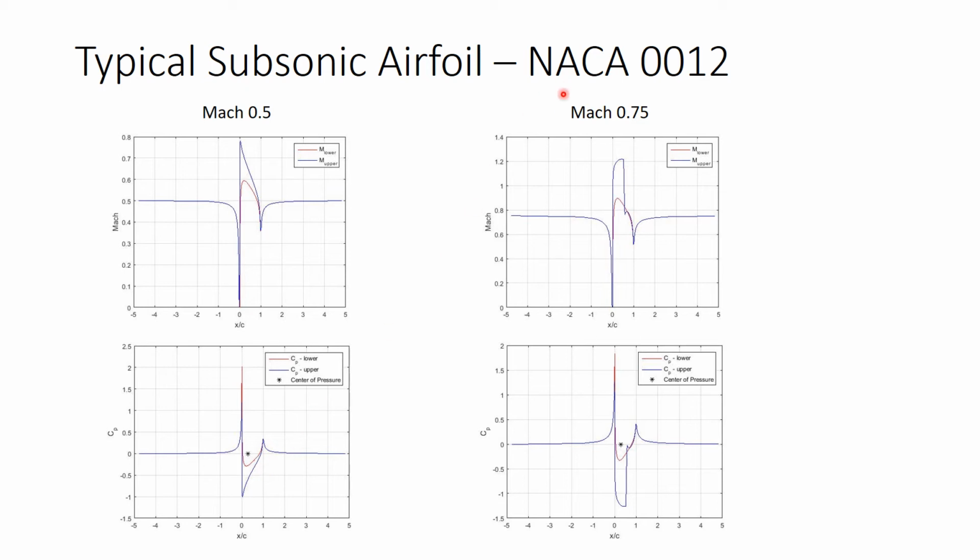However, if we were to increase the free stream velocity to Mach 0.75, we do wind up getting a shock at about half of the chord length on the wing. Now this is a big problem because when we have this shock, we wind up having a large discontinuity in the lift characteristics of the wing depending on where we are in the chord.